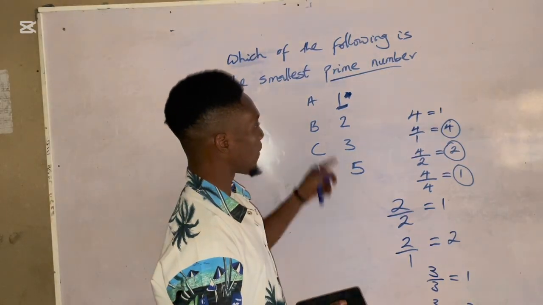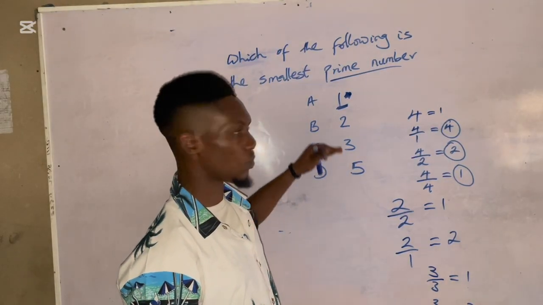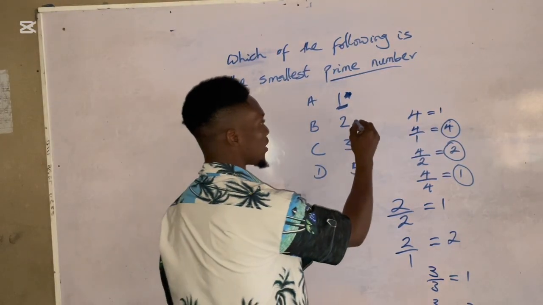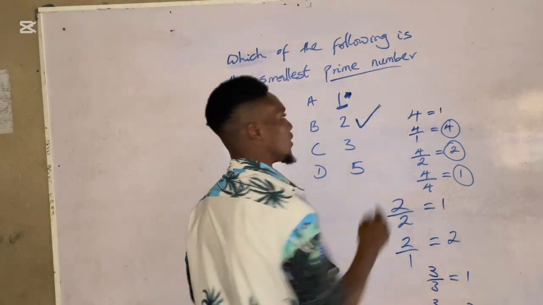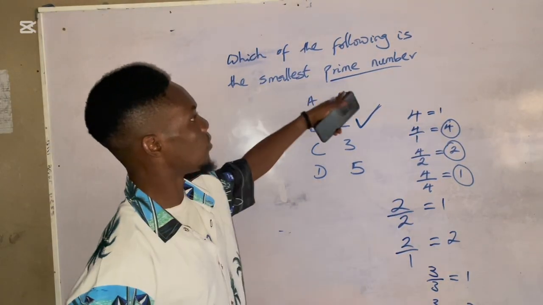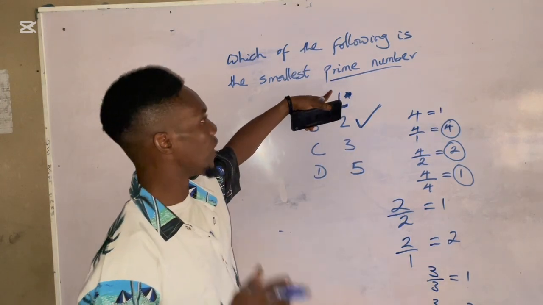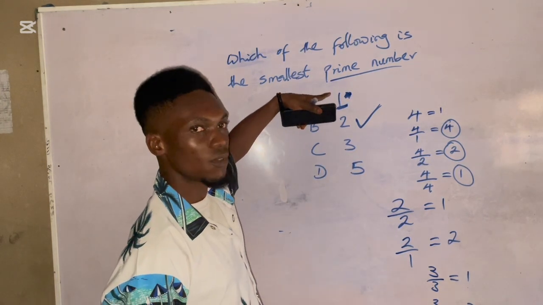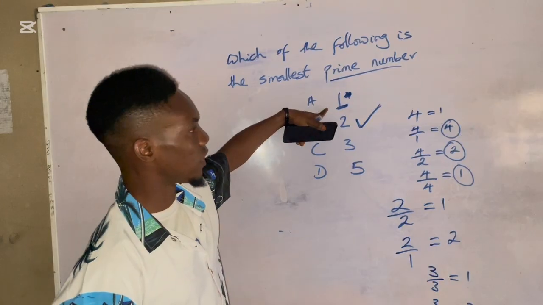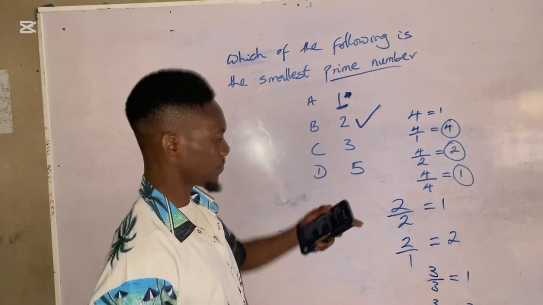You will now choose among these 3 which of them is the smallest number. The smallest number here is 2. That means the smallest prime number we have in this set is 2 and not 1. And the reason we are not picking 1 is because 1 is not a prime number. It's not qualified to be a prime number.